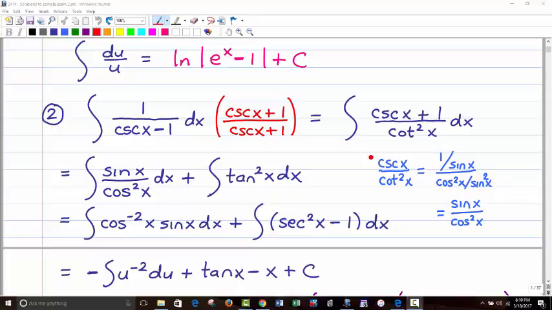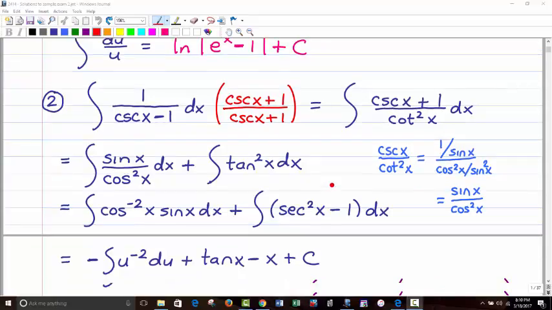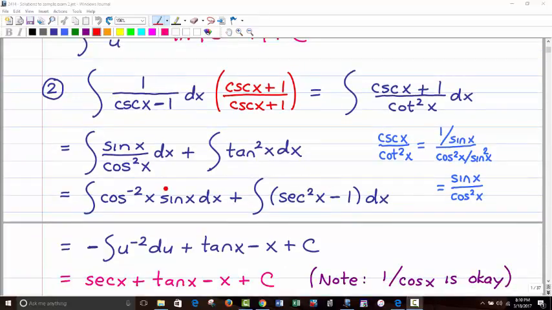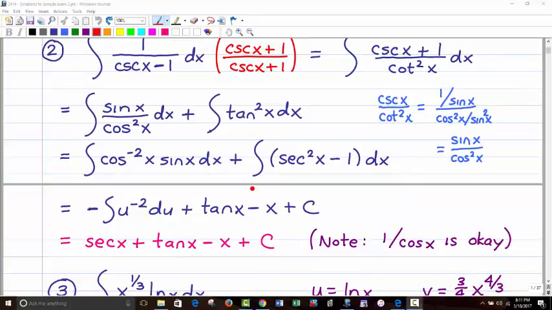If that doesn't work, you have to convert to sines and cosines, which it is. So just do that, flip it over, and you'll get sine over cosine squared. 1 over cotangent squared is the reciprocal, tan squared. And then sine over cosine squared just becomes u substitution, where u equals cosine. I didn't write it here, but when you let u equal cosine, the derivative will be negative sine, so you have to adjust for the negative on the outside. And to integrate tan squared, that's the same thing as sec squared minus 1.